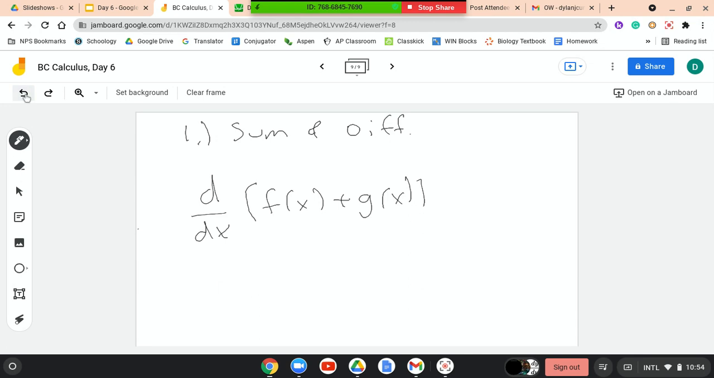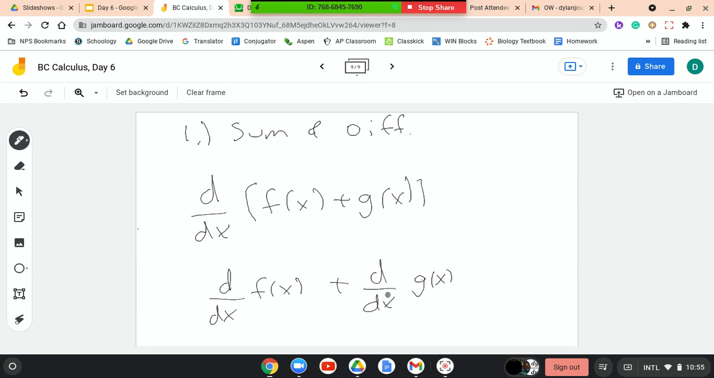And it tells us that the derivative of the sum of two functions is just the derivative of the first function plus the derivative of the second function.